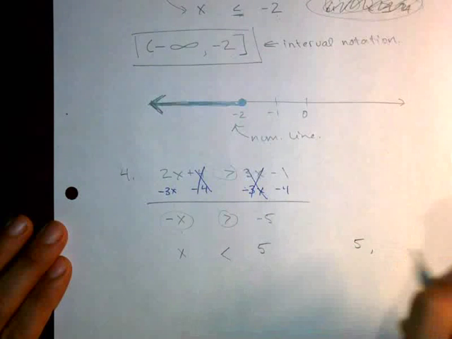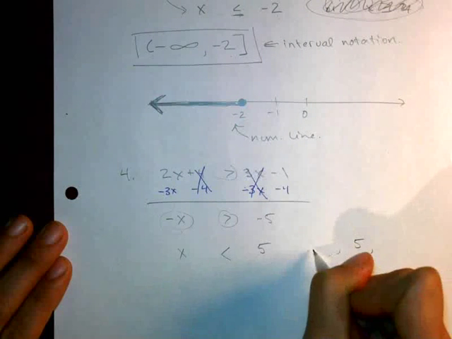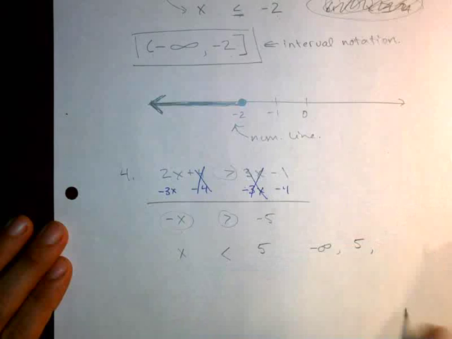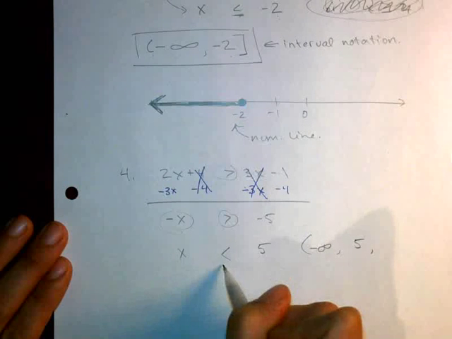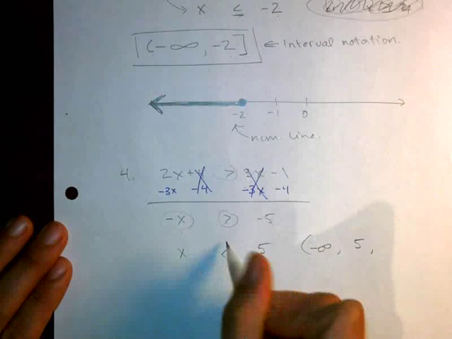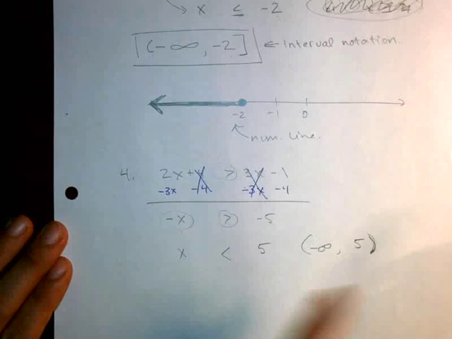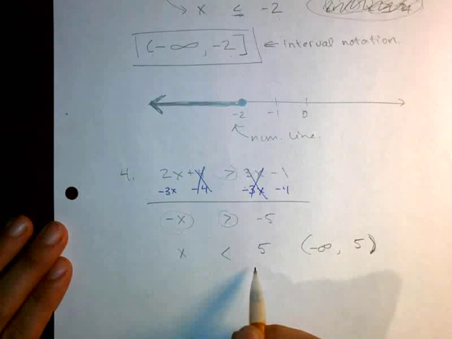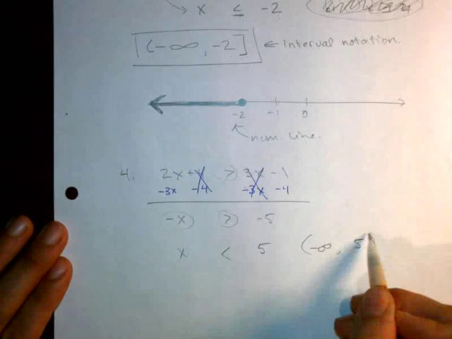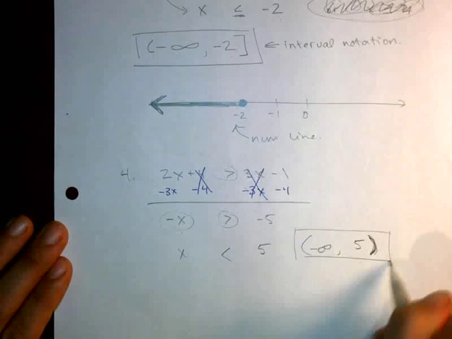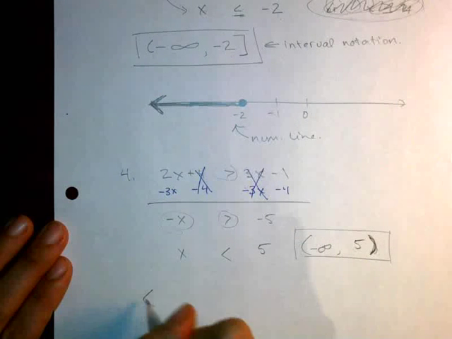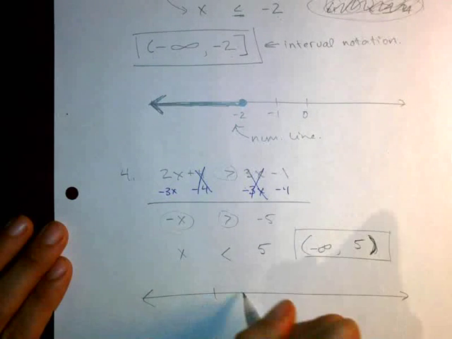In interval notation, we're going to start at 5 and we're going to go down to negative infinity. So all the numbers that are less than 5 are to the left. And because this is not a less than or equal to, it's just a less than, the number 5 doesn't work here. 5 is not less than 5. So it doesn't include 5. Because it doesn't include 5, we use the curved parentheses instead of the square bracket. So that's our interval notation answer.